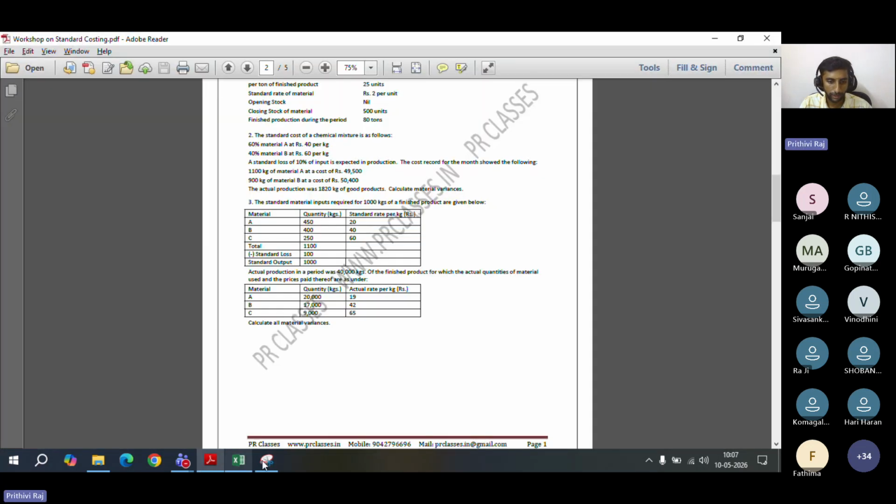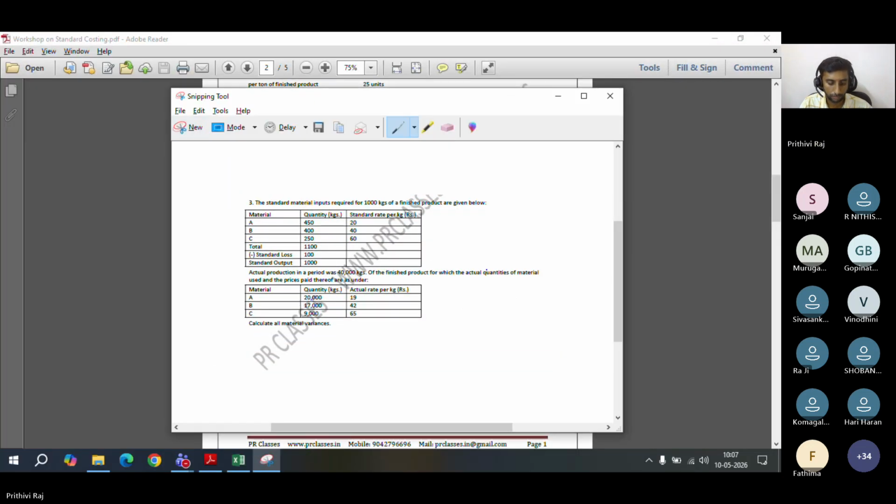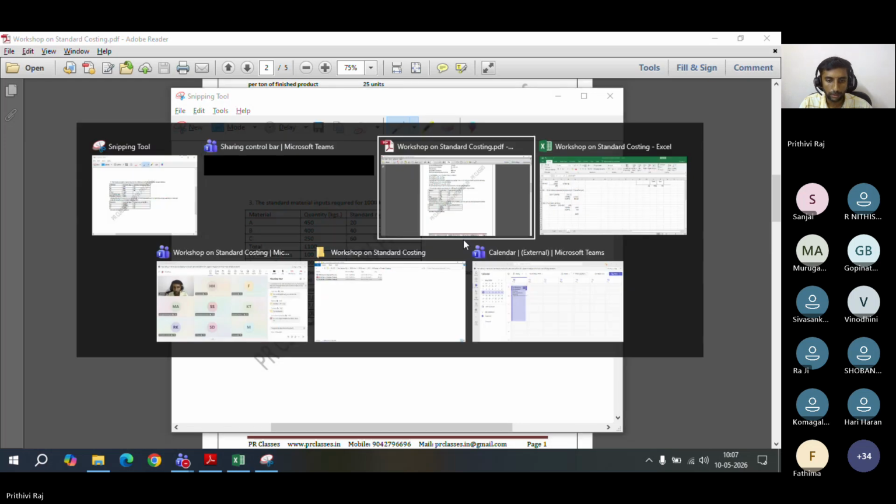Material cost variance, the last sum, the third and final sum which I have for this workshop. Third sum.